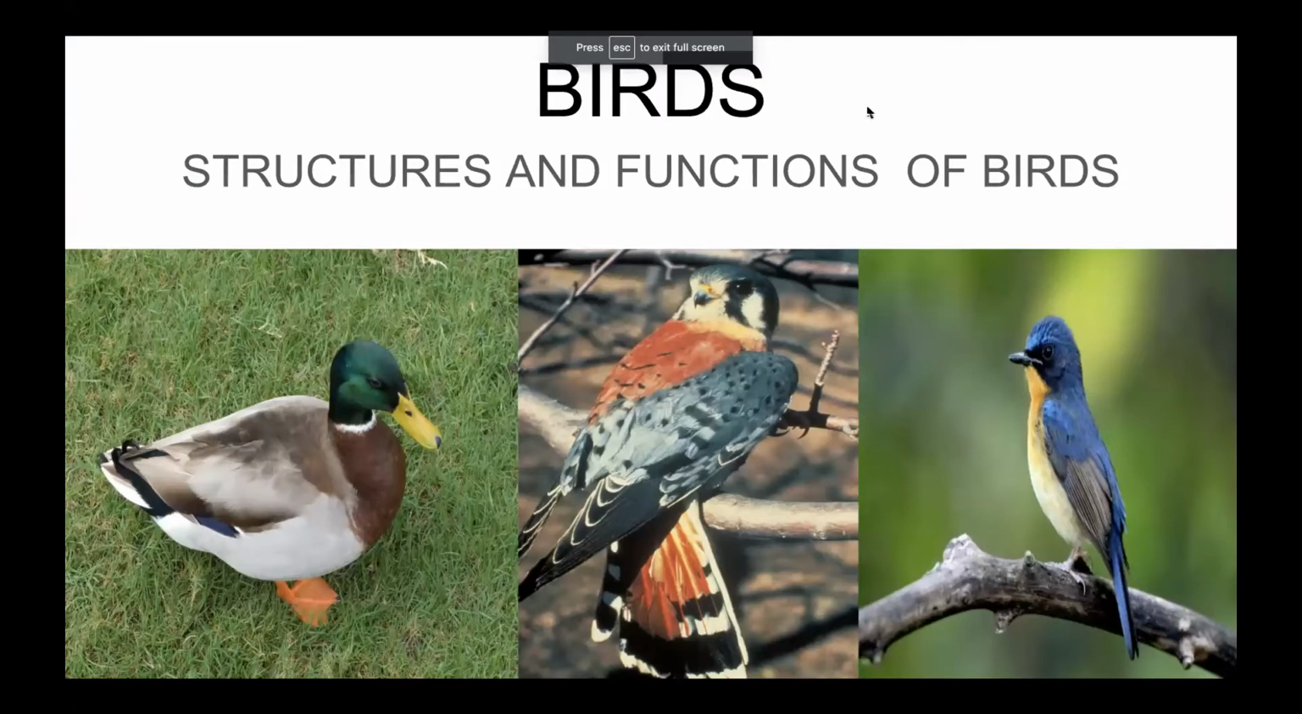Birds, structure and functions of birds. We have all three of these birds at the Environmental Center. Maybe you'll see them when you come next year. We have a mallard duck. This is a drake. This is the male. In the middle is a kestrel. This is the smallest bird of prey in Texas. And then on the right is an eastern bluebird.